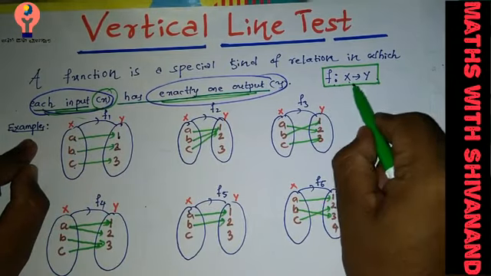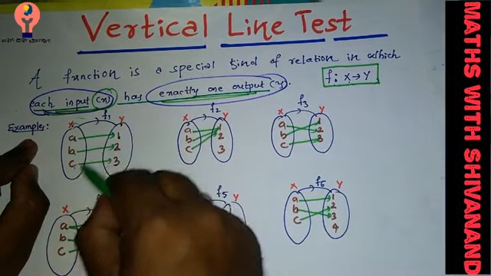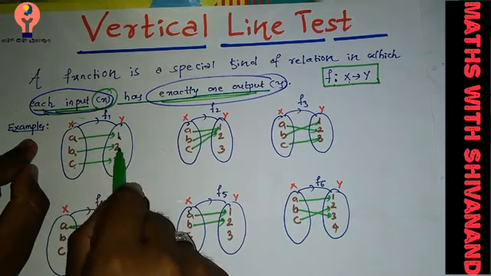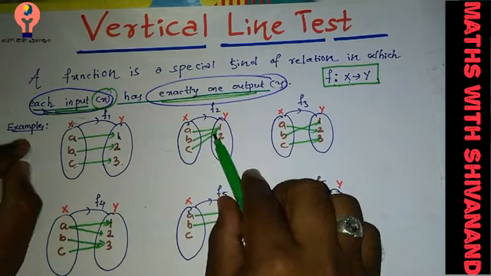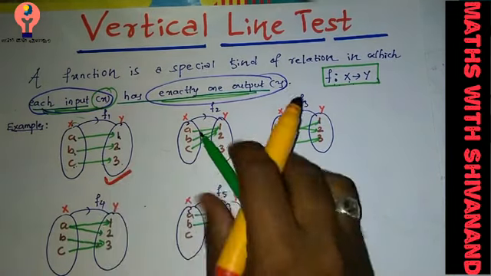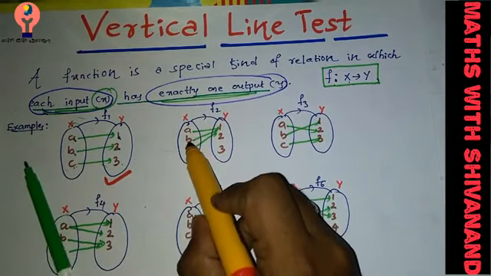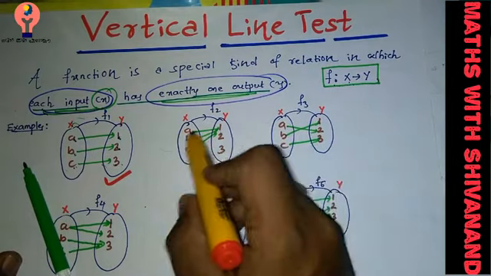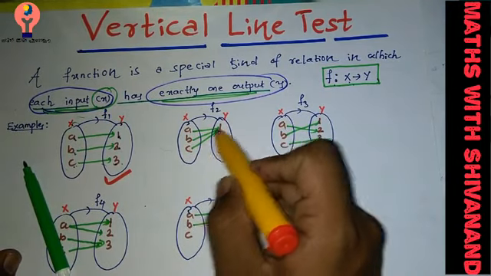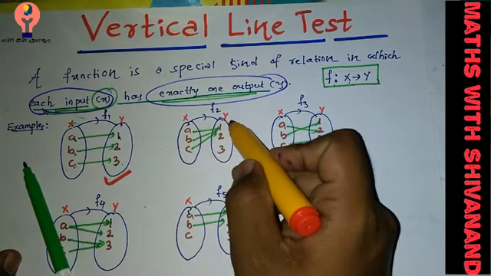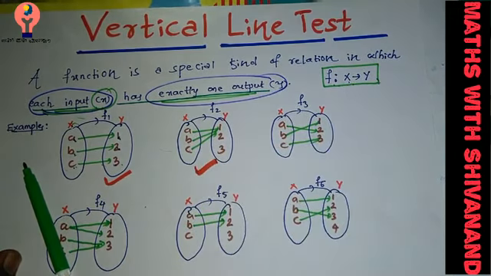If f is a function from X to Y, then X is the input set. A has exactly one output, B has one, C has one. Hence this is definitely a function. Every input A, B, C should have a unique image. A has one image, B has one, C has one. A, B, C each have a unique image, so this is definitely a function.